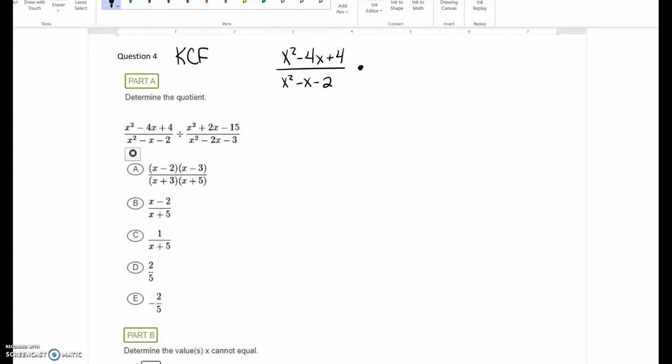Change the sign to multiply. Flip the second one. So I've got x squared minus 2x minus 3 over x squared plus 2x minus 15. All right, now we need to factor. And really quick, I'm going to check all of my signs, make sure I didn't mistake any of my signs. I think I'm good.